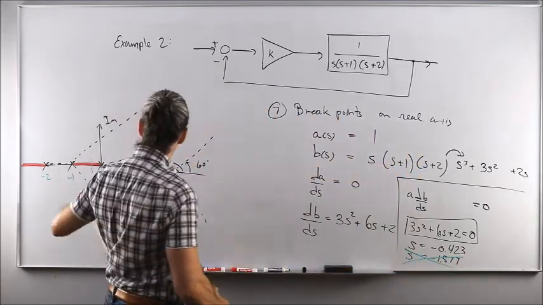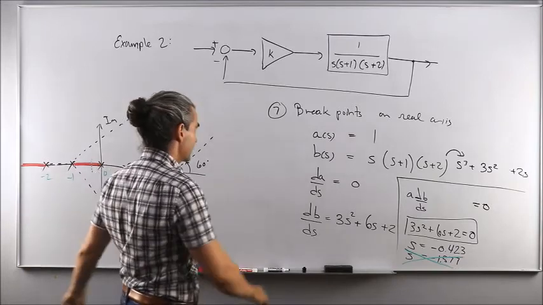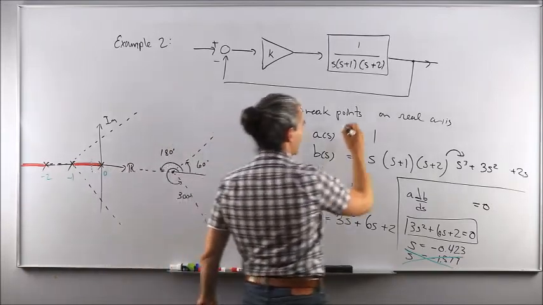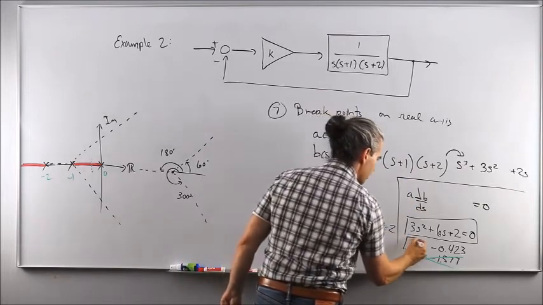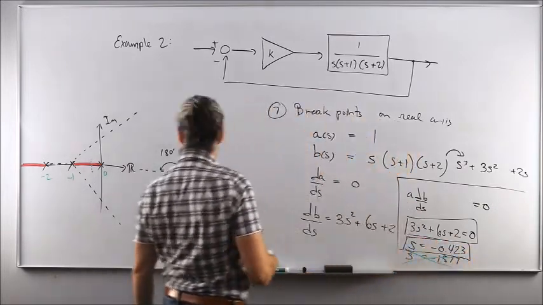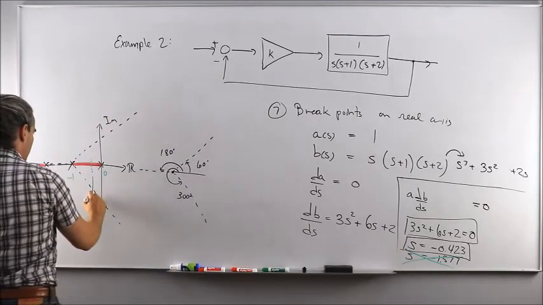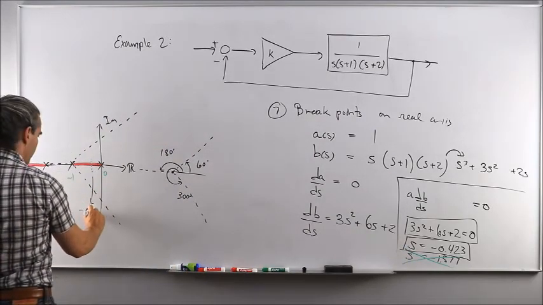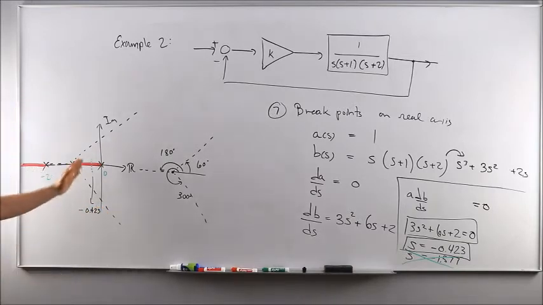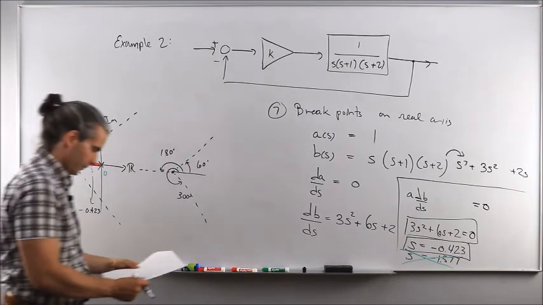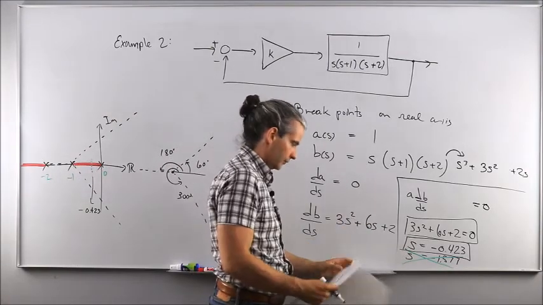Our root locus is the red part, okay, along the real axis. And here we're talking about breakpoints on the real axis. So the only possible solution is this one at minus 0.423, and that would be a situation where the breakaway point does not correspond to the intersection of the asymptotes along the real axis. Okay? Cool. Step 8.